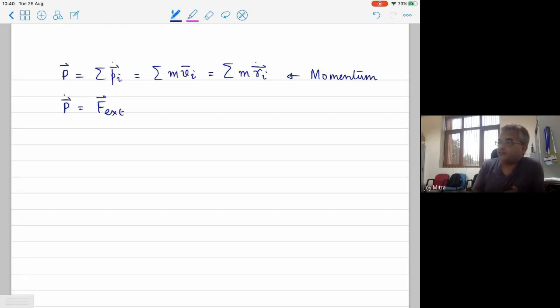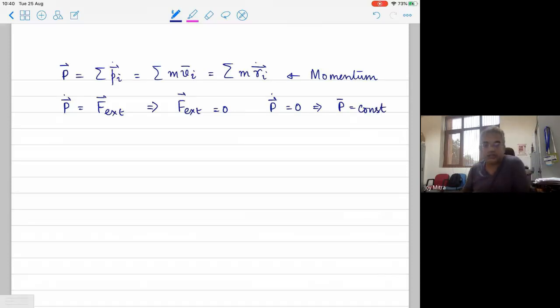The external force applied. Now this also implies that in case F external is equal to 0, this is also equal to 0, which would imply that the total momentum is a constant, or a conserved quantity. And this is how we interpret it, which intuitively matches our understanding of Newton's laws.